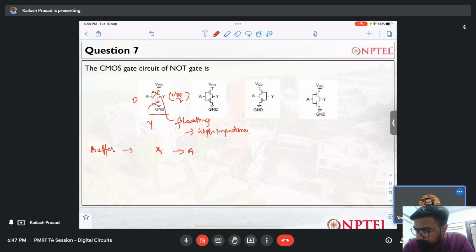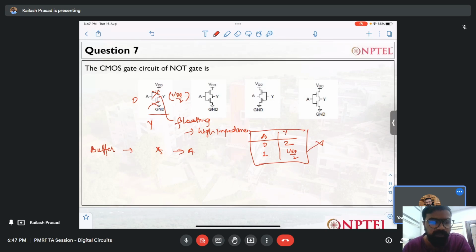So the truth table will look like this: if A is 0, then Y is Z, and if A is 1, it will be VDD by 2. This doesn't make any sense to me, so why would anybody use this kind of gate? There is no definite output of this particular gate, so this is a wrong circuit. Everybody clear with the first part?